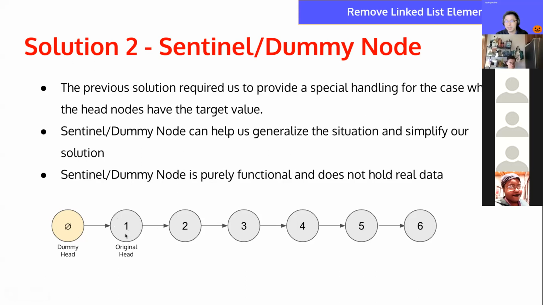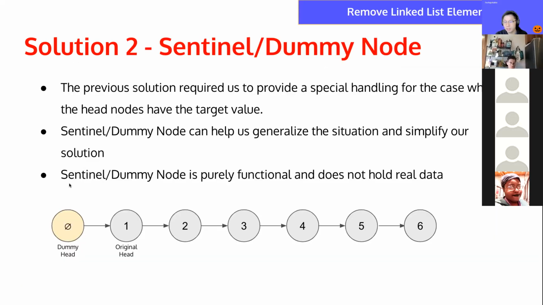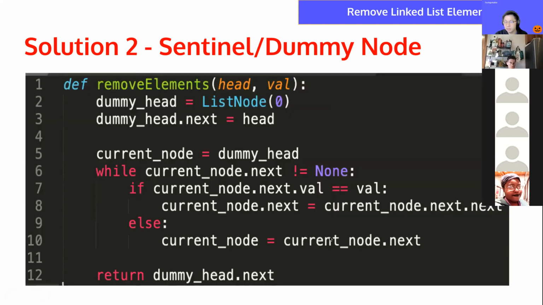Because the original head is now part of this modified linked list that has a dummy head, you can apply the solution that you had to handle the middle cases, in which the target element is located in the middle of the list. So let's go through a code example. Here we're introducing the dummy node by instantiating a ListNode with whatever value. Here we just assign a value of 0.